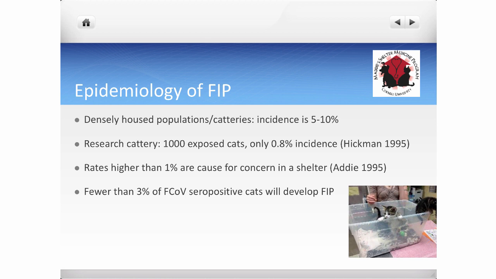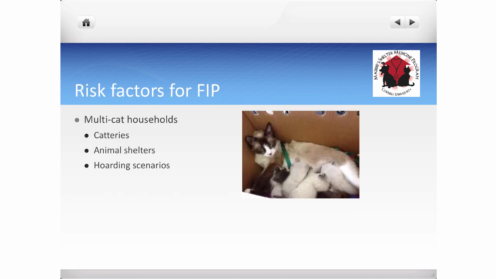Fewer than 3% of coronavirus seropositive cats will develop FIP. So I want you to remember that, because I think one of the biggest mistakes we make as veterinarians is when we overdiagnose with serology. Again, reminding you that a lot of cats are seropositive and not sick and not FIP. So knowing what to do with a seropositive cat is really important. Knowing not to diagnose it with FIP, basically. And so fewer than 3% of them will actually develop FIP.